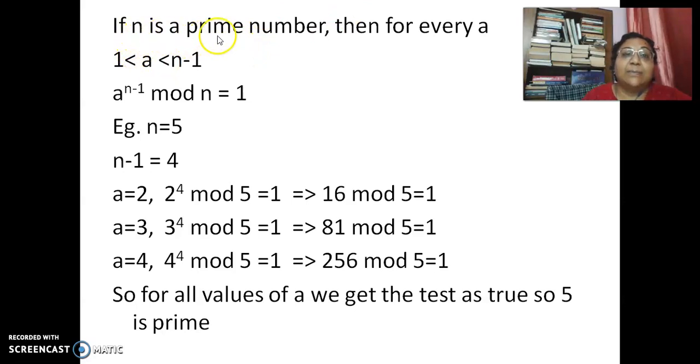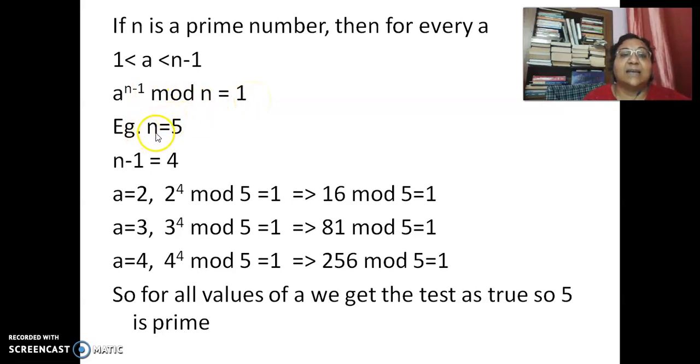It says that if a number n is prime, then for all the values of a which are less than n, what we have to test is that a raised to the power of n minus 1, modulo n, should give an answer of 1. So for all values between 1 and n minus 1, we will check that a raised to the power of n minus 1 modulo n will give a value of 1.